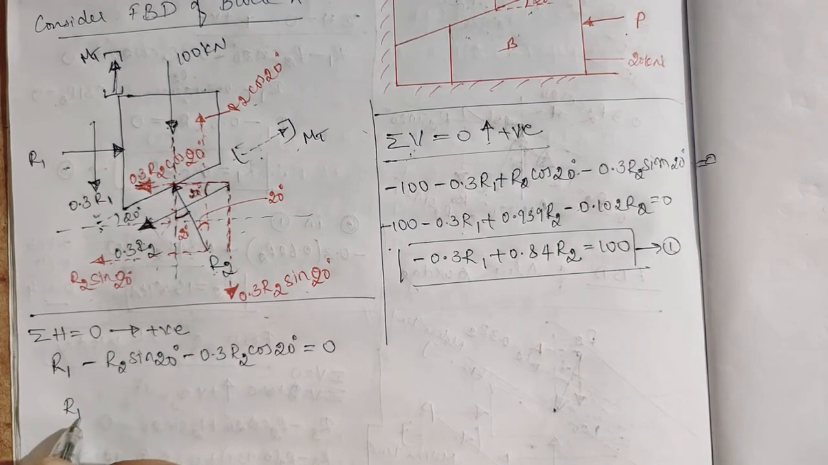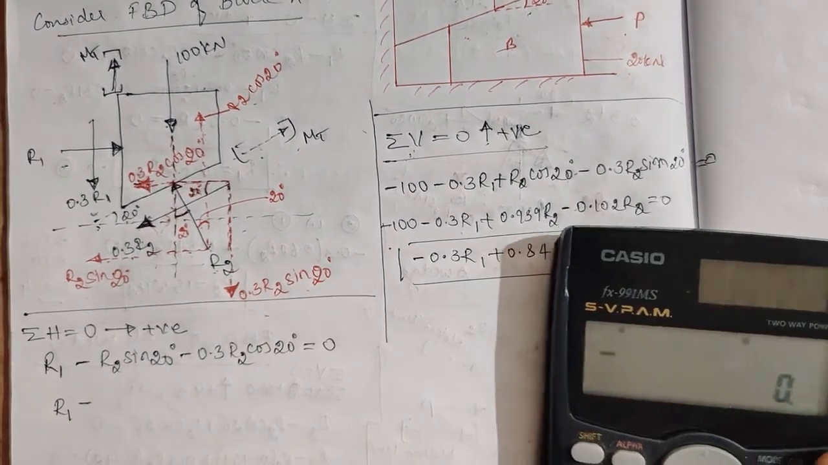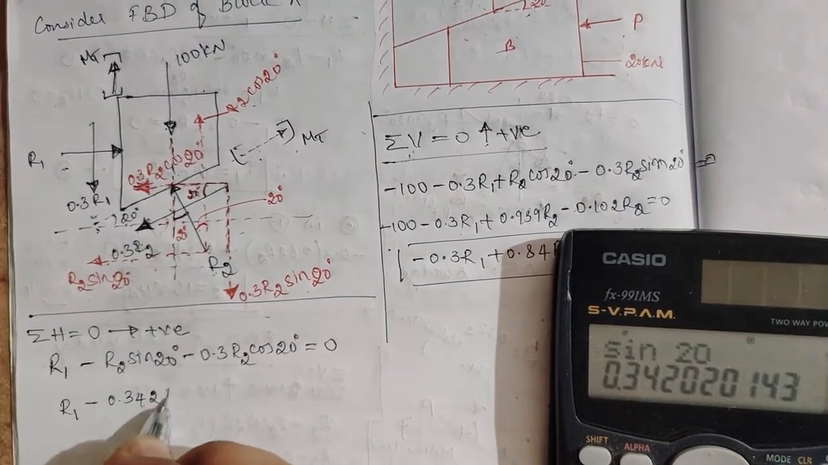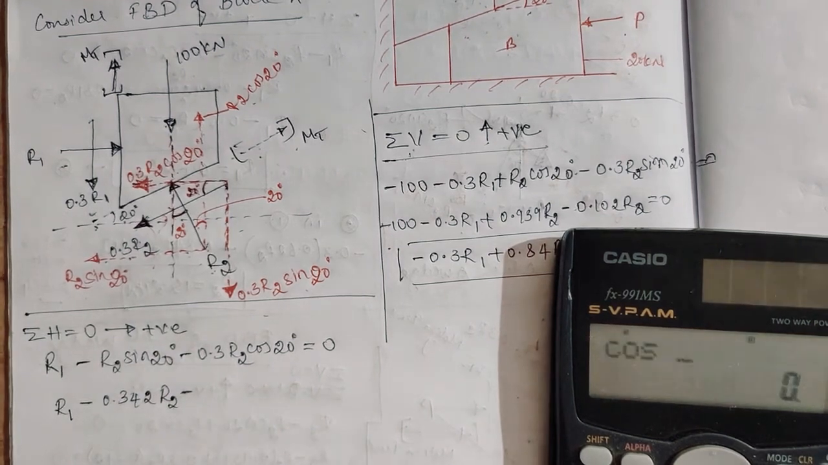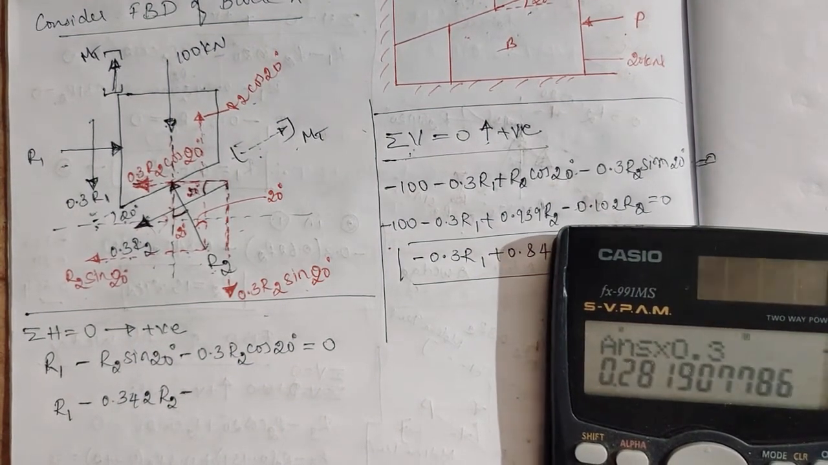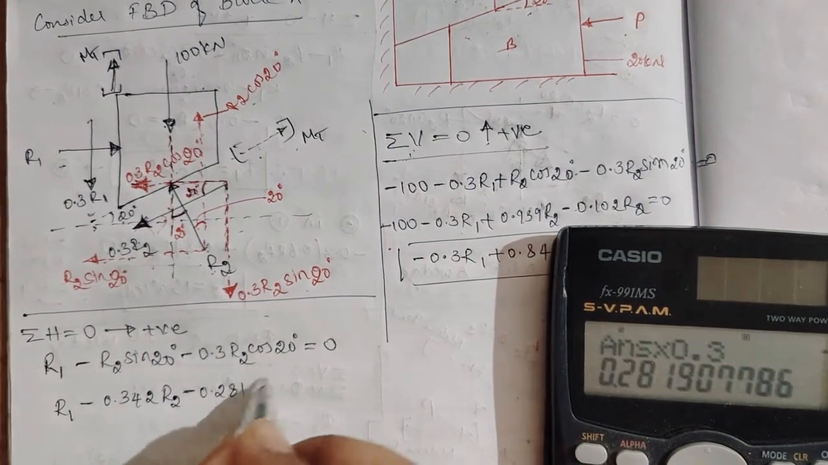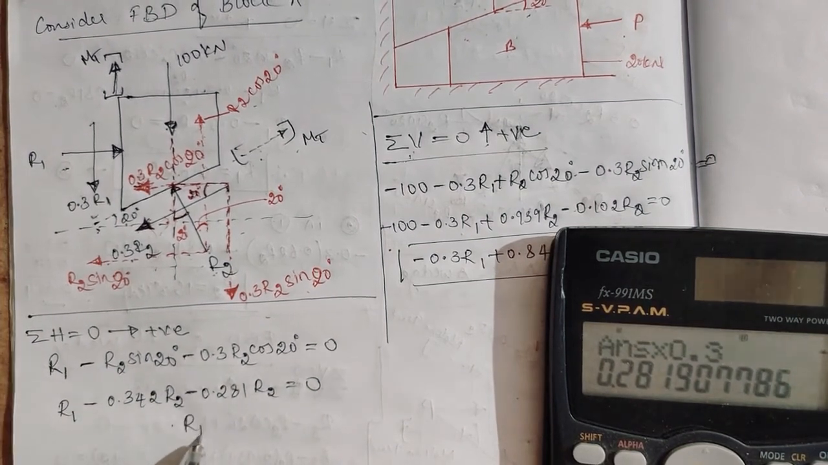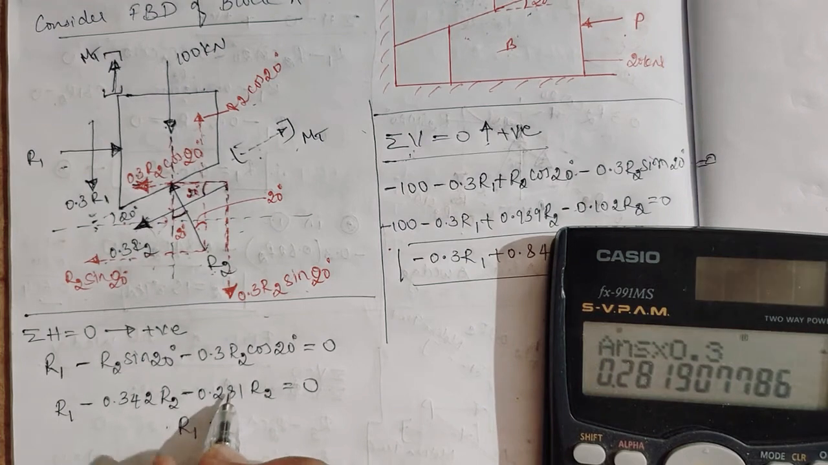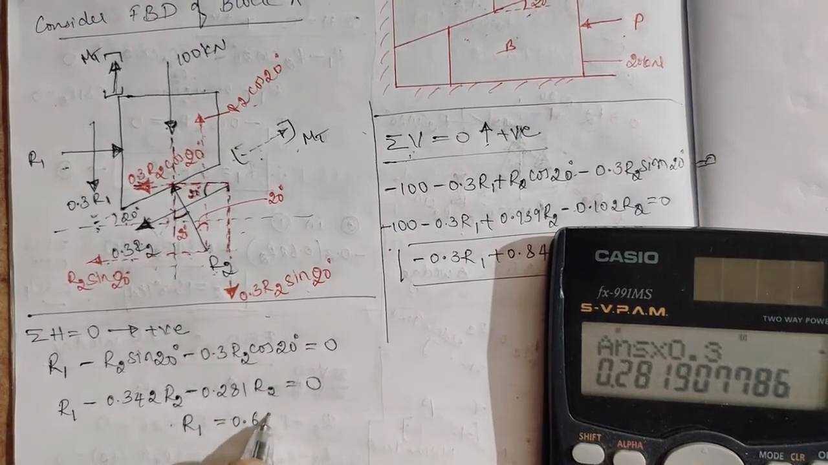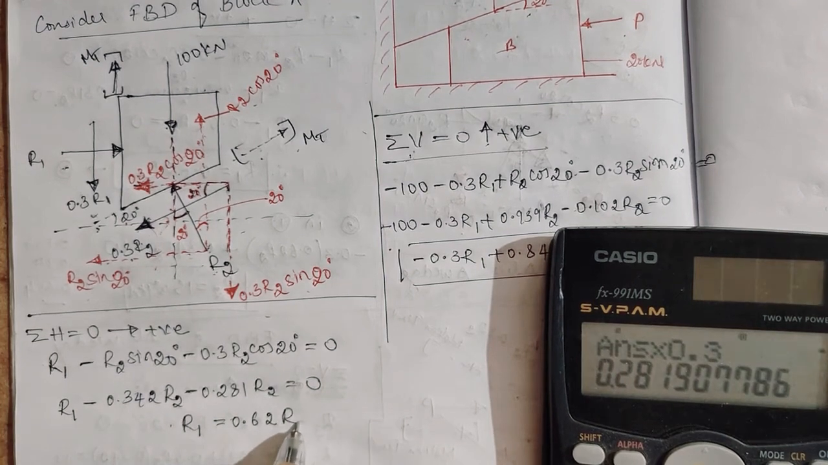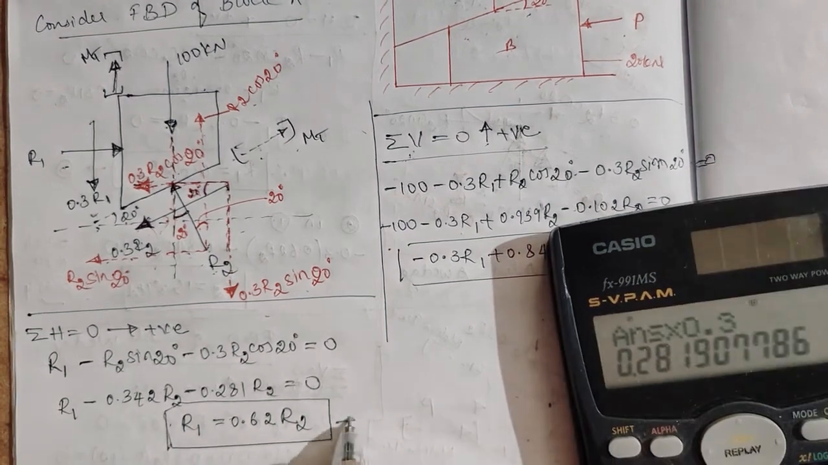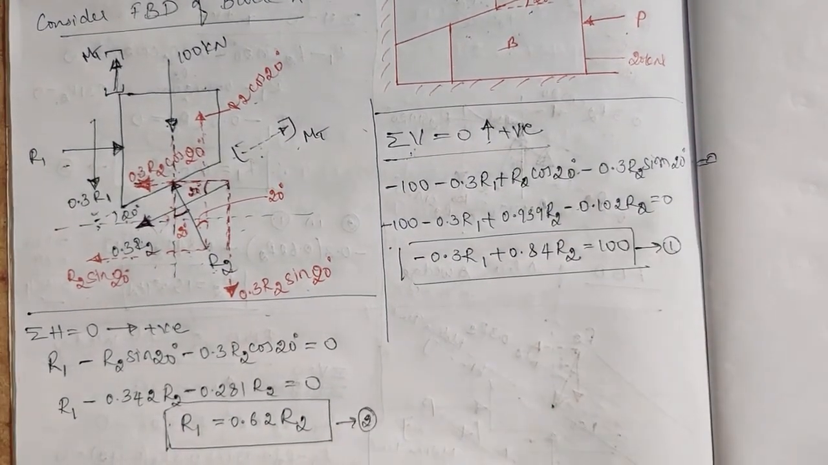Now R1 minus sine 20, which will be 0.342 R2, minus cos 20 into 0.3, which will be 0.281 R2, is equal to 0. Therefore your R1 is equal to, sending both to that side, it will become 0.62 R2, 0.34 plus 0.281. This may be equation number 2.